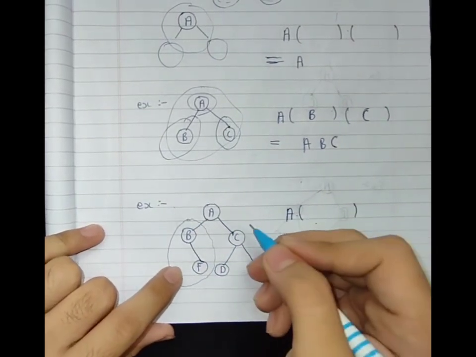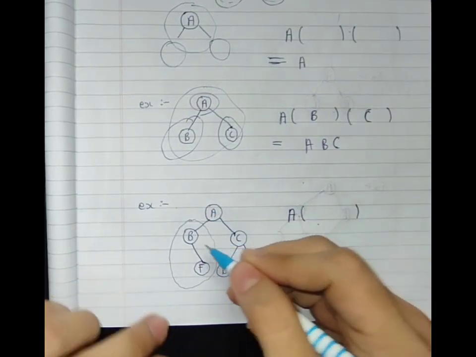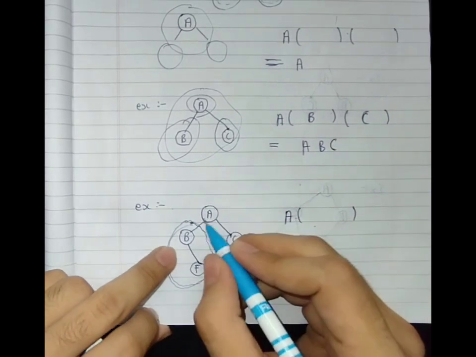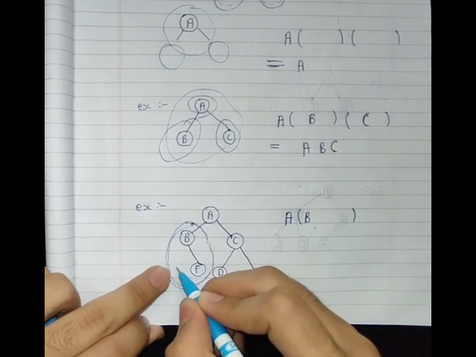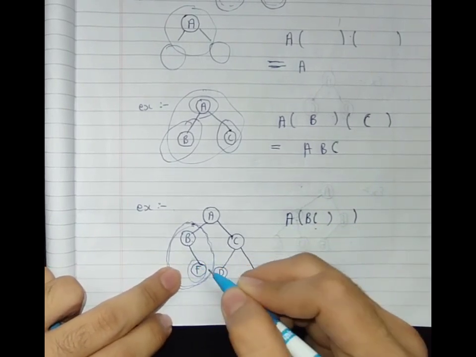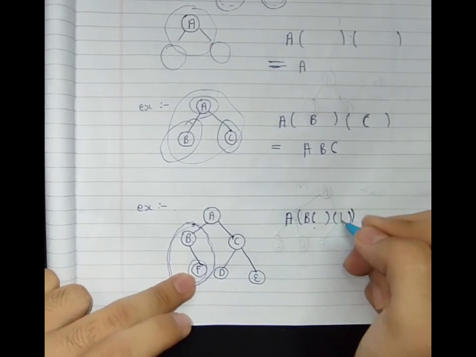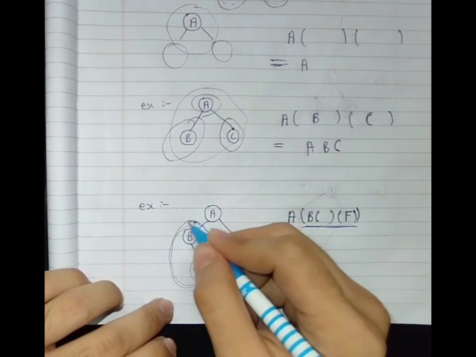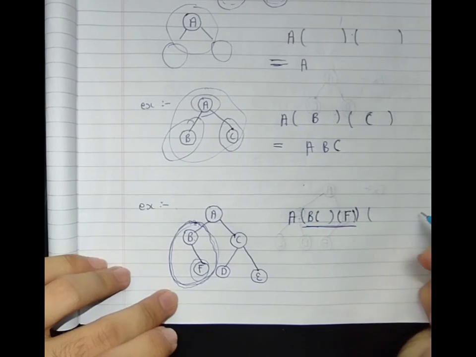To find the pre-order traversal of this left branch, we will forget about the other nodes and only focus on this subtree. In this tree we first have the root node B, so we write down B. Then we don't have any left branch, so we leave this empty. Then we have the right branch as a single node, and we know that the pre-order traversal of a single node is the same as the node, so we write down F. This is the pre-order traversal of the left branch. Now we will do the same for the right branch.